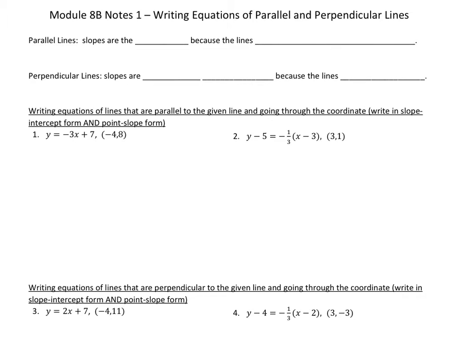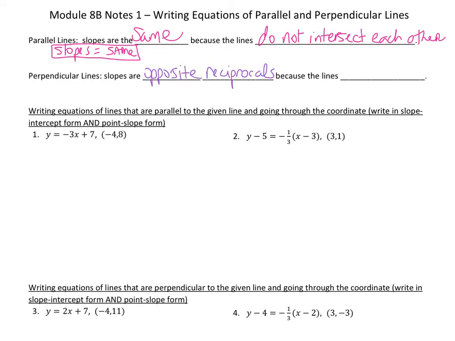To start off writing equations of special segments, we first need to go over how to write an equation of a line that is parallel and an equation of a line that is perpendicular. So first off, parallel lines, we know, have slopes that are the same because the lines do not intersect each other. So the biggest part you need to remember is that our slopes are going to be the same. For perpendicular lines, we know the slopes will be different, and there are two things that will be different. They are opposite signs and they are reciprocals of each other. And this is because the lines do intersect each other.